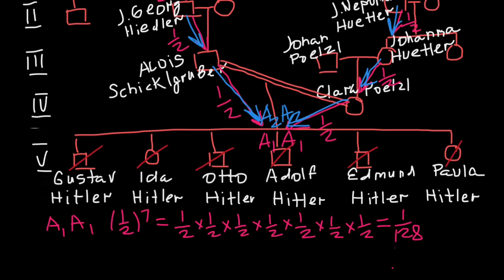Now let's return to our calculations. Probability to inherit genotype A2, and to be homozygous, so identical by descent, also is going to be 1 half in the power of 7, and we already have found that this is going to be 1 over 128.